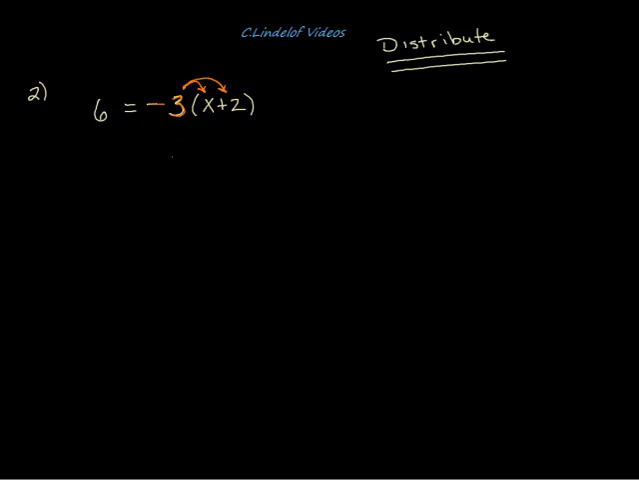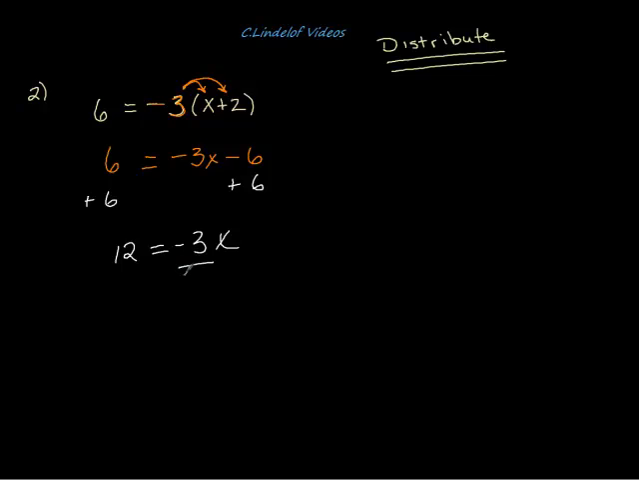-3 times x is -3x. -3 times +2 is -6, right? And I'm going to bring all the rest of this stuff down. This equal sign is this one, and this 6 is this one. Now I'm just going to keep working on my math. This equation looks a lot more basic now. So of course we're going to add 6 to both sides, right? Because we have a -6. So the opposite of -6 is +6. 6 plus 6 is 12, and 12 equals -3x.